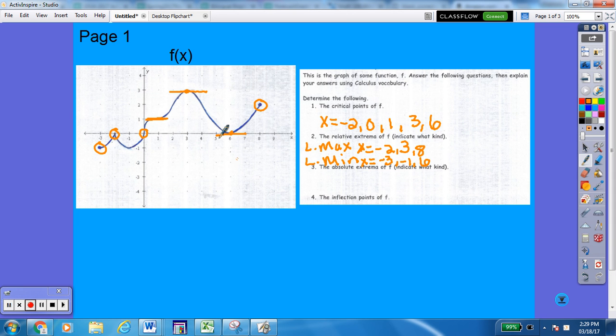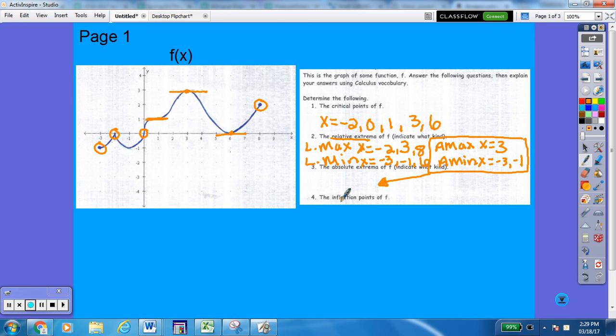Now for absolute max, we do have an absolute max that happens at 3. So the absolute max happens at 3, x equals 3. And then we have an absolute min, but in this case it happens in 2 places. So absolute min happens when x is -3 and also -1. Absolute extrema, whoops, I guess I should have put that one here. Kind of answered 2 questions in one. This one was just supposed to be relative, and this one's the absolute.